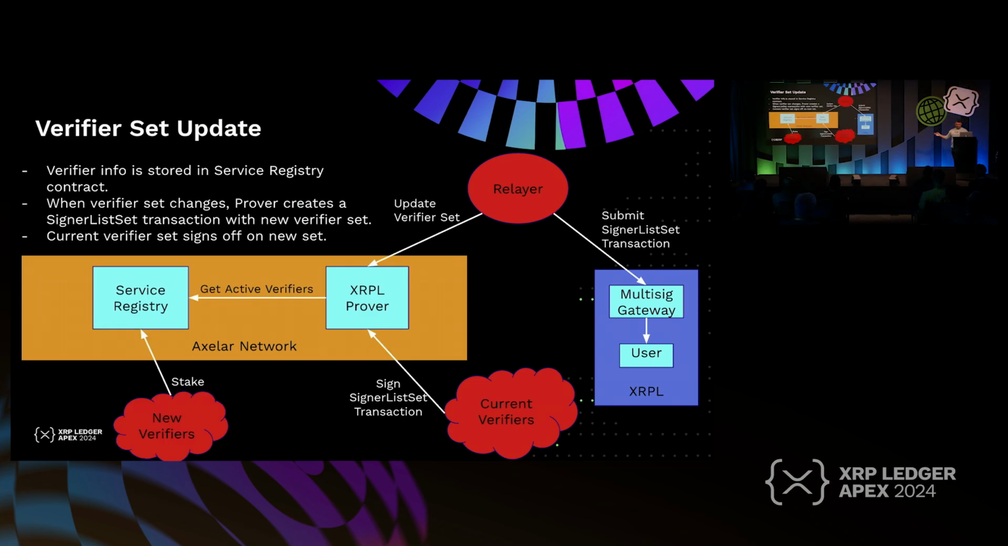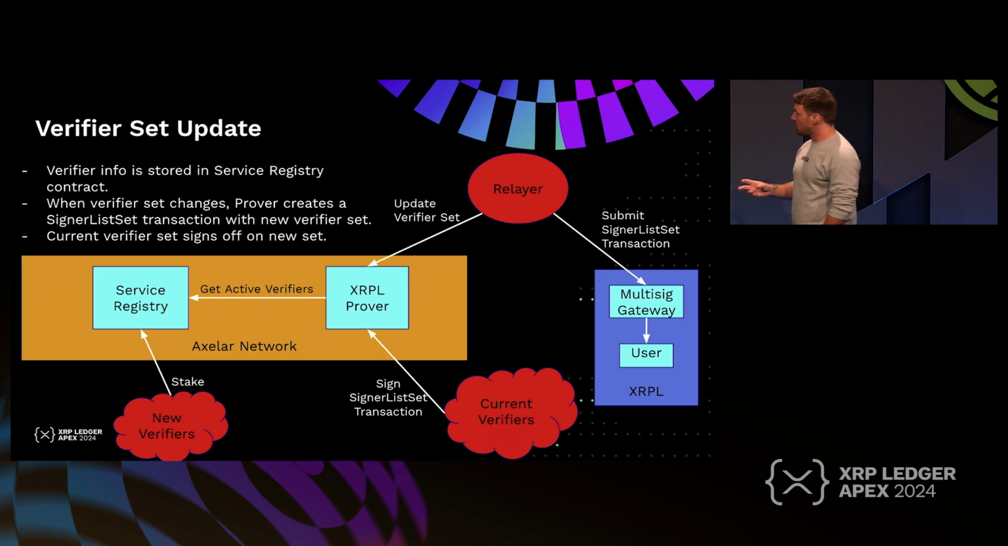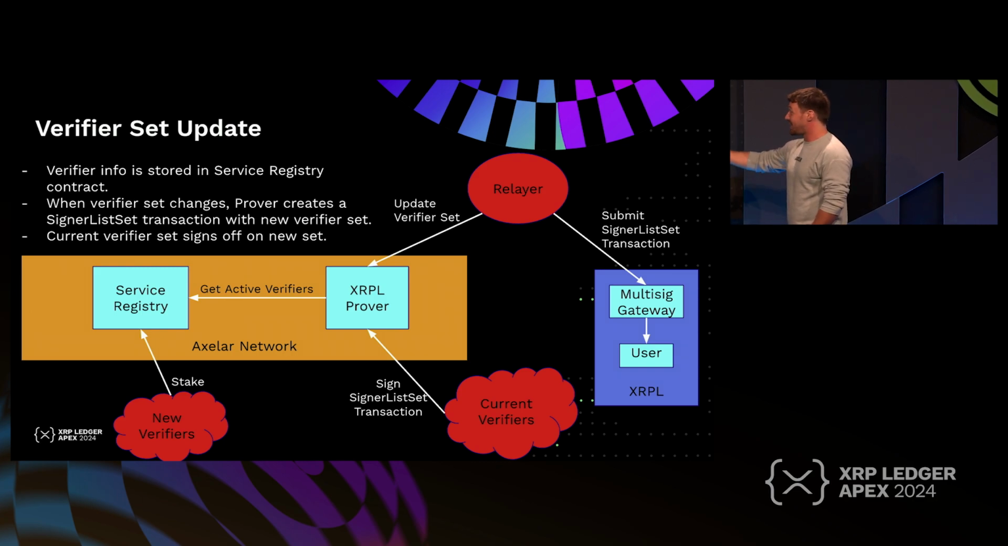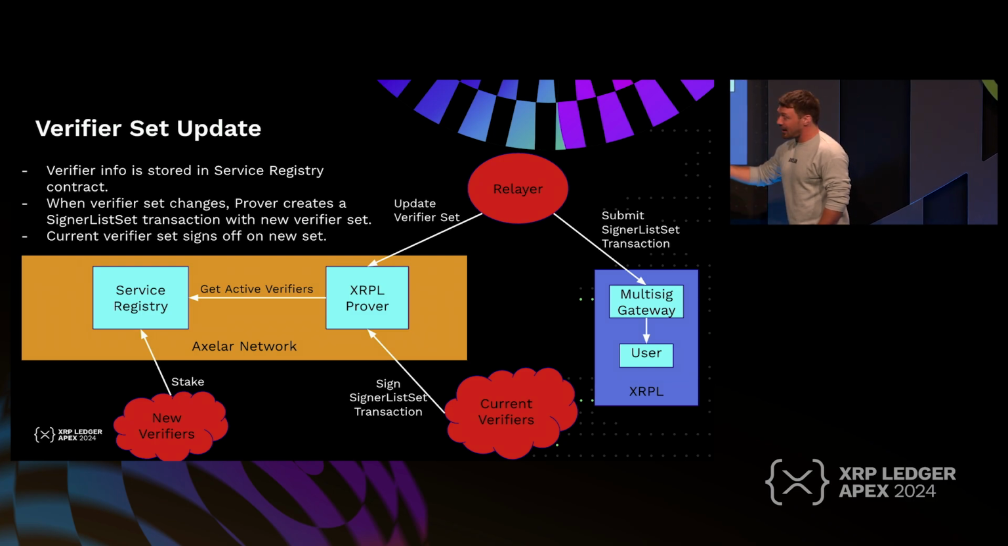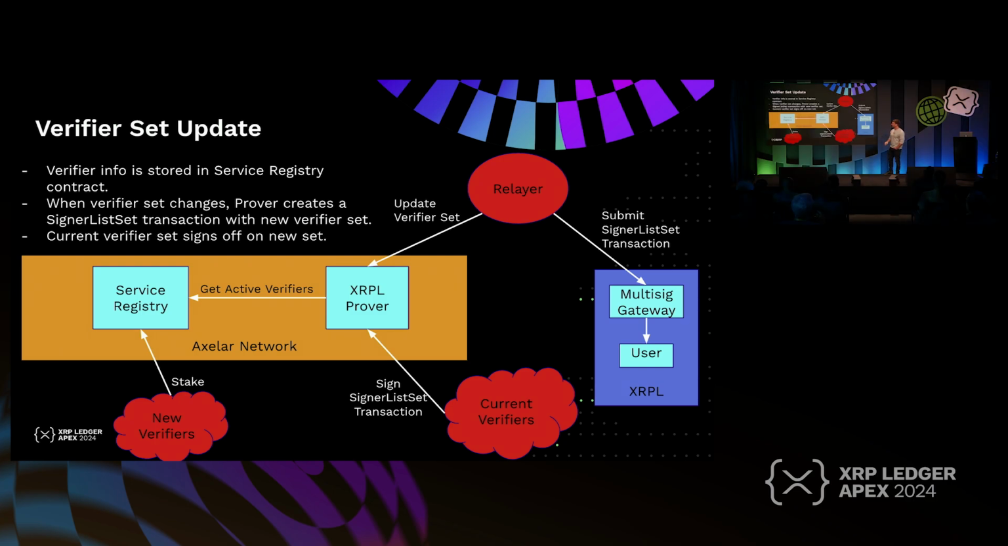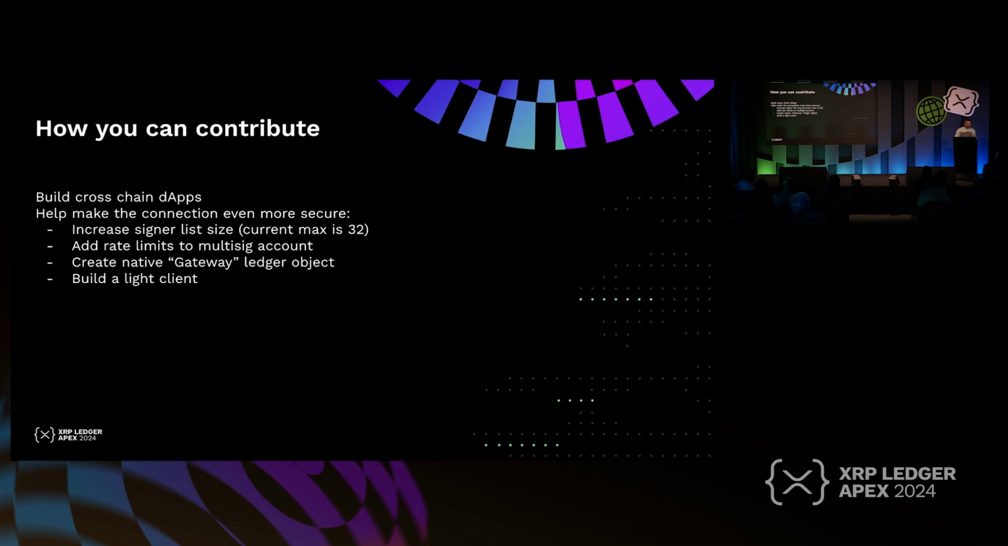Yeah, and so this is talking about how the verifier set is kept up to date. So if this verifier set starts to change, new verifiers come in or verifiers leave, basically the prover can detect that. It queries, it knows what the new set is supposed to be. It creates a signer list set transaction with the new set. The current verifiers sign that, so it's like a handover process. That's relayed to the gateway, and then after it's relayed, the gateway now is accepting signatures from the new signer set, or the new verifier set.